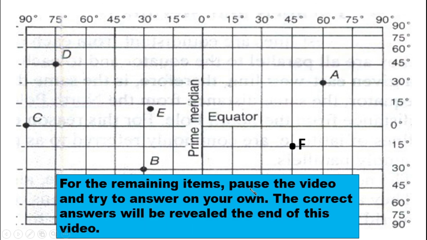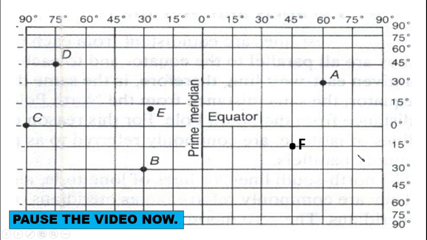If you got the correct answer, congratulations. For the remaining items, C to F, pause the video and try to answer on your own. The correct answers will be revealed at the end of the video. Again, from C to F, write your answers in your notebook, pause the video for a while, and answer the following points. At the end of the video, you will see the correct answers. Okay, pause the video now.